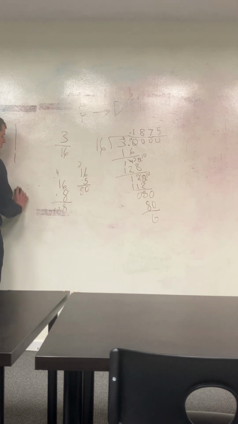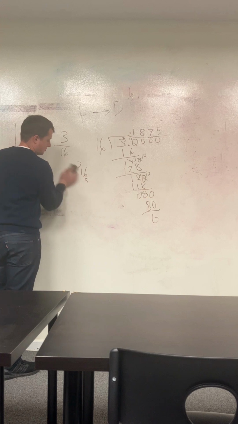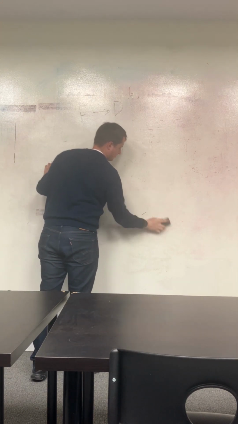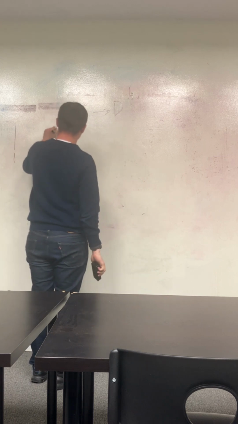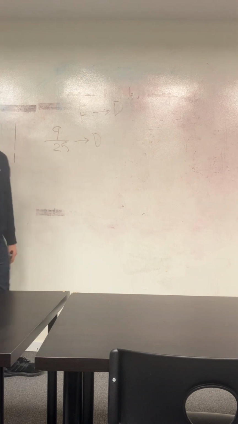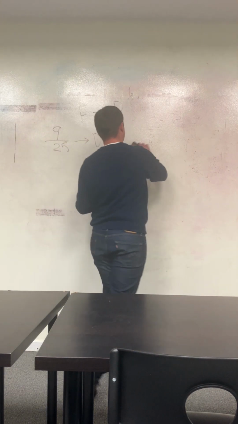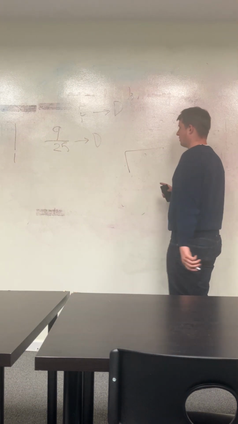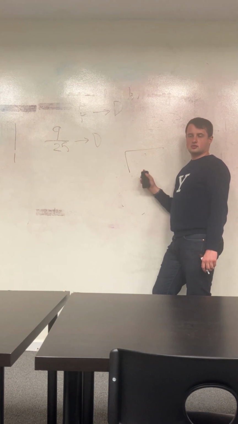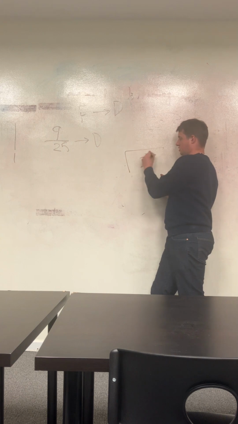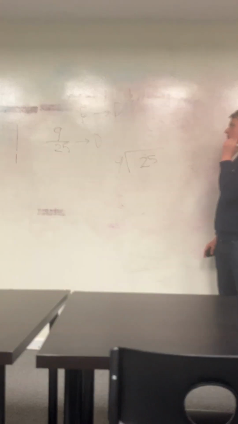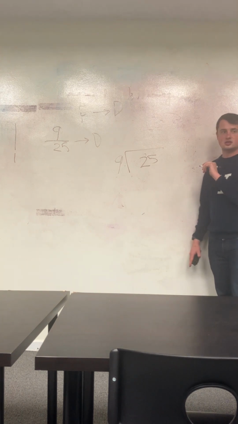Got one for you that I want you to try. To go from 9 over 25 to a decimal. So before I get you started on the math, what's going to go inside here? 25? 9? No, it's going to be the other way around.